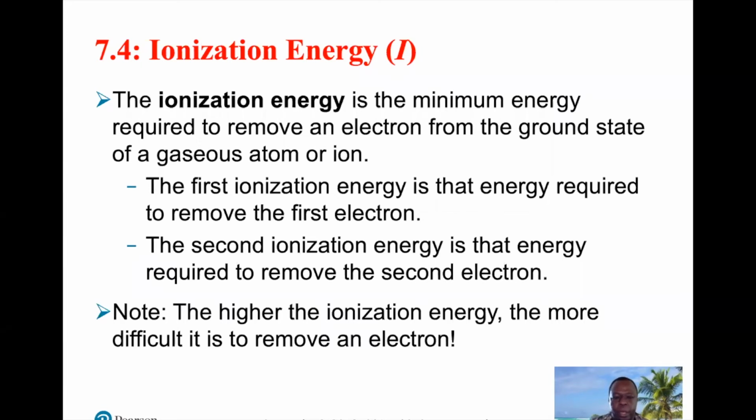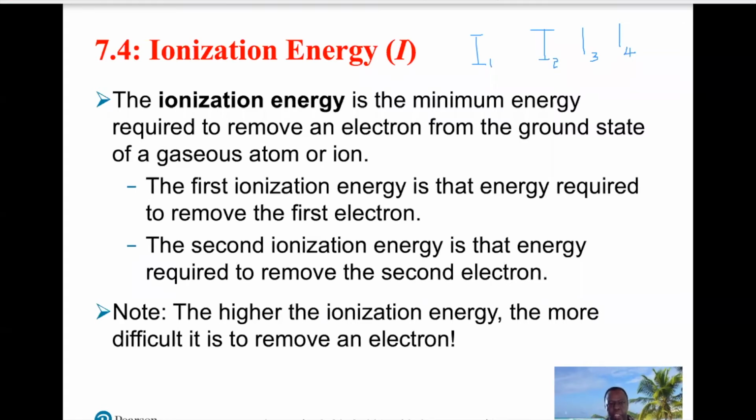You will see first ionization energy like that, for one with a subscript. That means first ionization energy. Second ionization energy, and then third ionization energy, and so forth, even fourth ionization energy. That means you remove depending on how many electrons you are removing. If you are removing the first electron from a neutral atom, we call that first ionization energy. So when you see first ionization energy, that means removing the first electron.